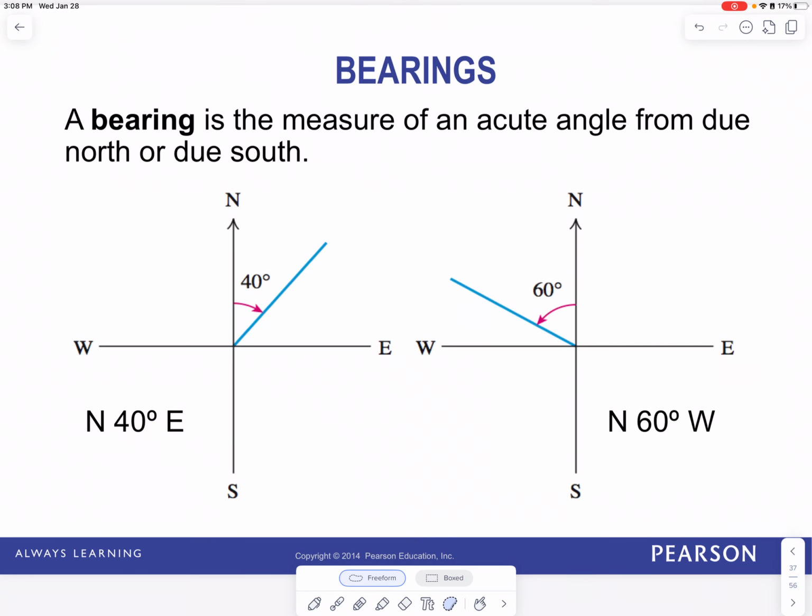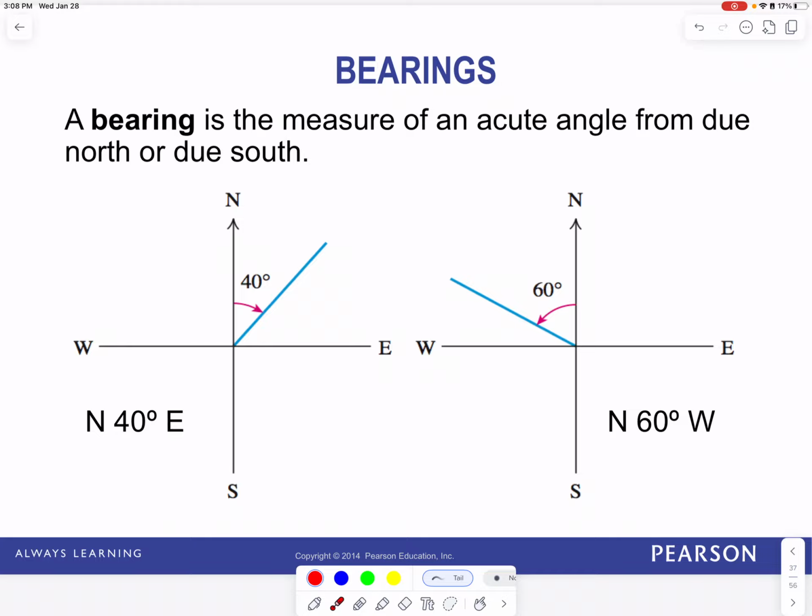Come on. Okay. So bearings. A bearing is the measure of an acute angle from due north or due south, right? So, for instance, for something like this, sometimes I feel like it's a little bit easier to process it if you say it as 40 degrees east of north, right? So if you go north first and then go 40 degrees east of that, that's the angle they're referring to.